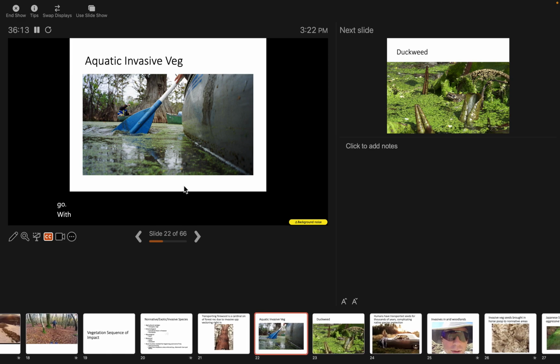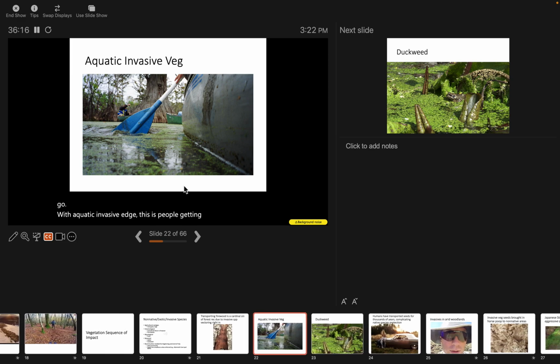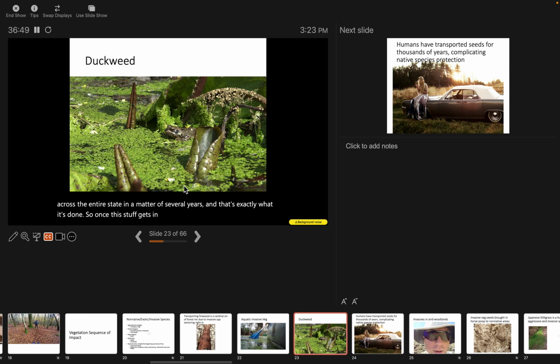With aquatic invasive vegetation, this is people getting lazy and not washing their boats before and after they enter a water body. We've done a bunch of research here in the forestry department with Crab Orchard. What kind of signs do you put out? What kind of policies do you enforce? What kind of facilities do the boaters need? Really, you need 100% compliance with this, right? Otherwise, milfoil, duckweed, etc. This is duckweed here. It's going to hopscotch across the entire state in a matter of several years, and that's exactly what it's done. So once the stuff gets in, it's pretty hard to get rid of.